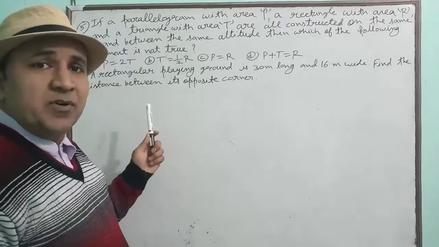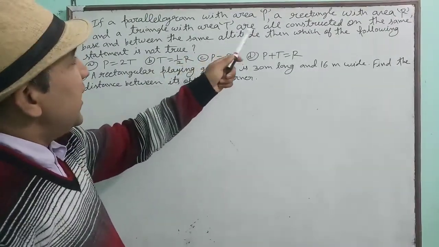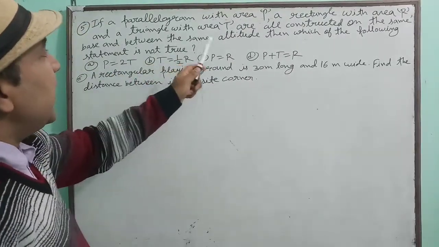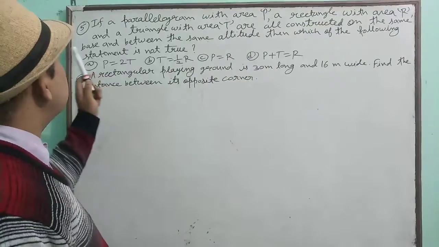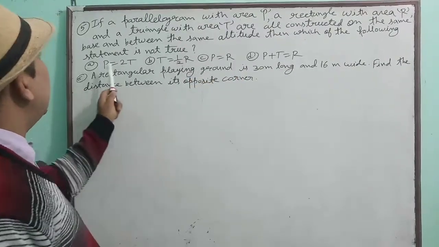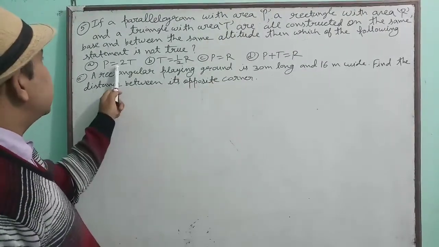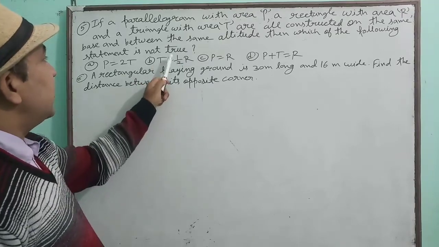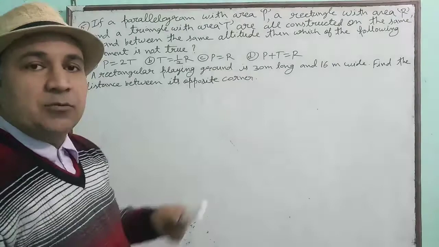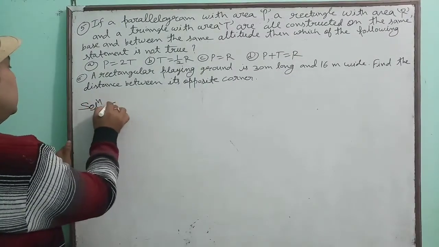Okay, now see question number 5. If a parallelogram with area P, a rectangle with area R and a triangle with area T are all constructed on the same base and between the same altitude, then which of the following statements is true? See, there are 4 options given: P is equal to 2T, T is equal to 1 by 2 R, P is equal to R, and P plus T equal to R. So see children how to solve this question.